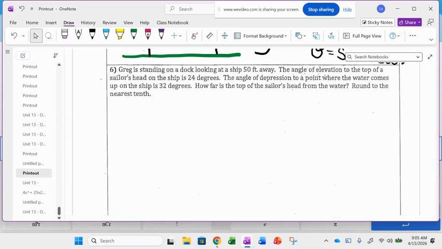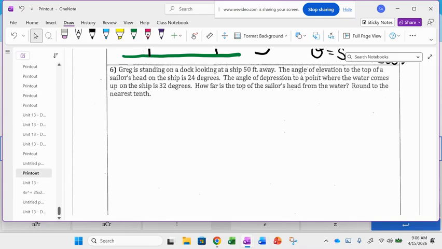Greg is standing on a dock looking at a ship 50 feet away. The angle of elevation to the top of the sailor's head on the ship is 24 degrees. The angle of depression to a point where the water comes up on the ship is 32 degrees. How far is the top of the sailor's head from the water, rounded to the nearest tenth? I read through it once.